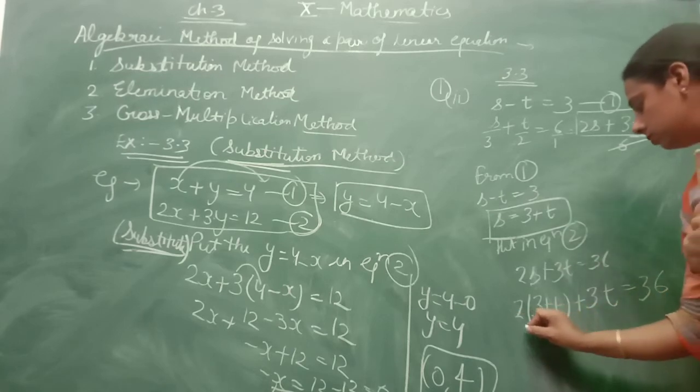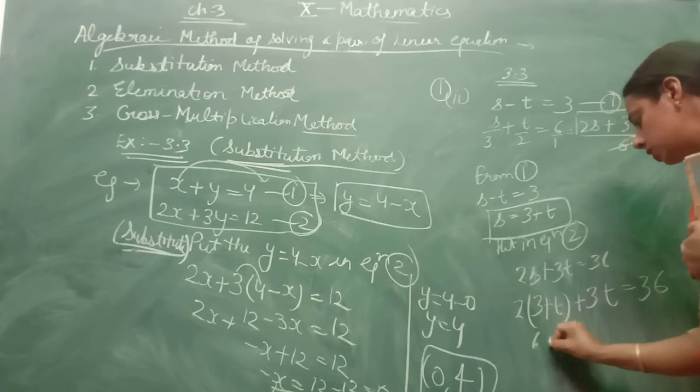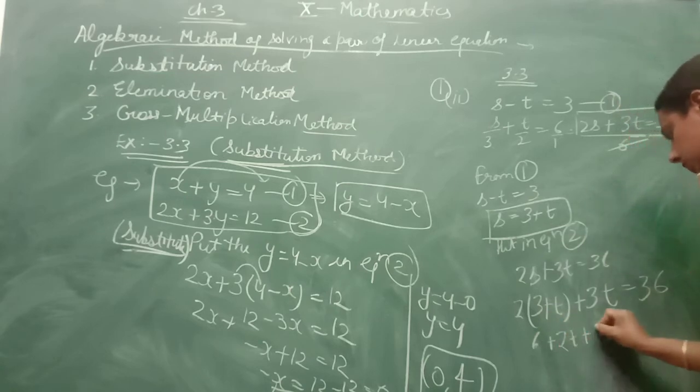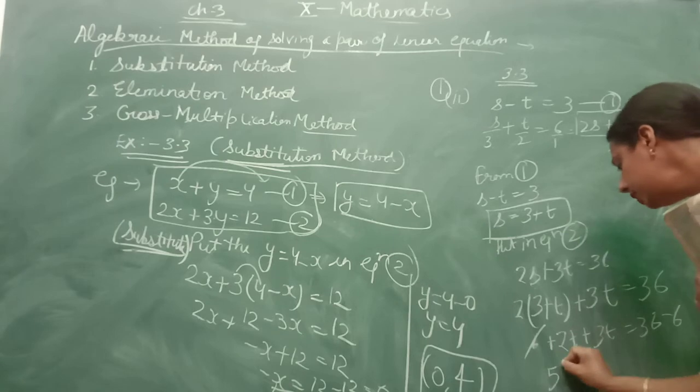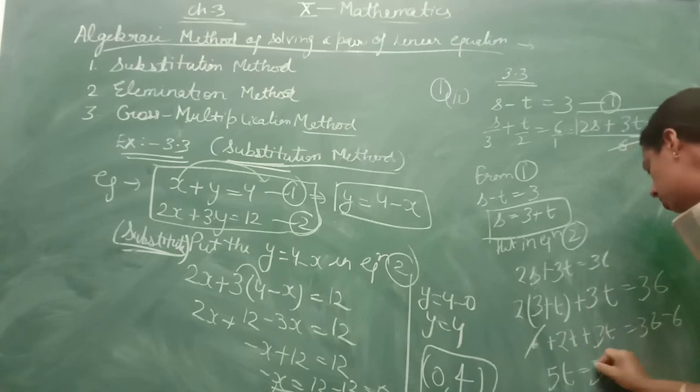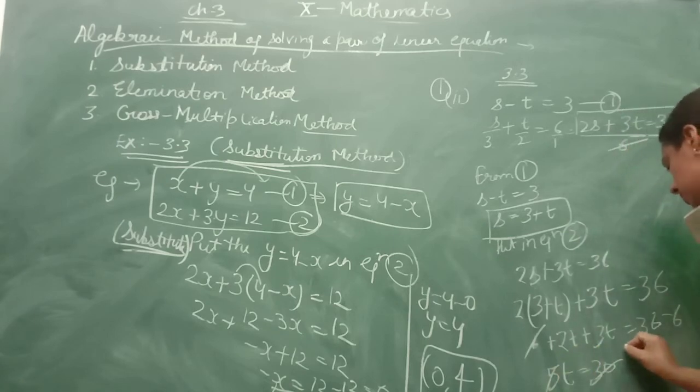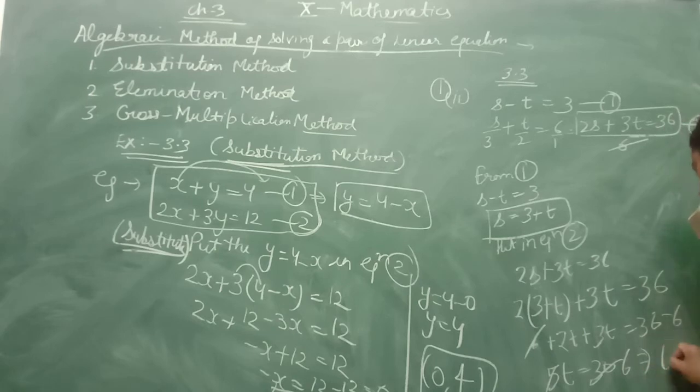Multiply with 2, that is 6 plus 2t plus 3t is equal to 36. 6 will go to the right hand side. 3t plus 2t, you have 5t is equal to 30. So the 5 will be cancelled. Get the value of t is 6.